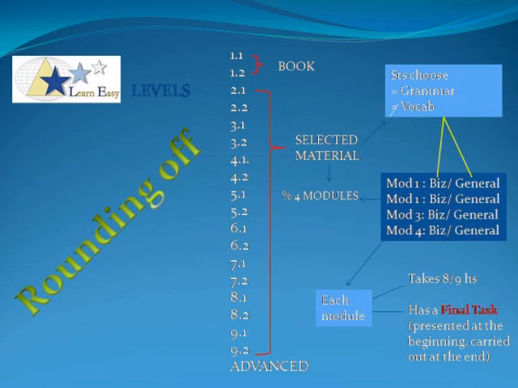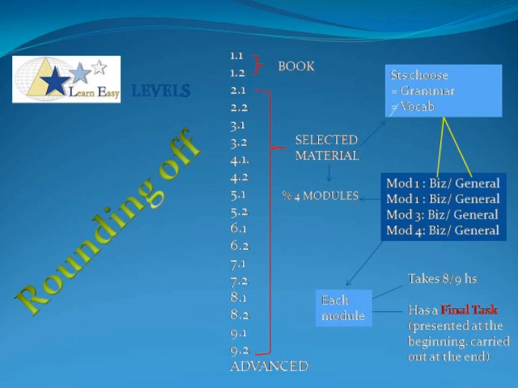So, to round off, in this video we have focused on the Learn Easy levels and syllabus. We have seen there are 9 levels divided into 2 and an advanced level. Also, I've mentioned that there are 4 modules per level and that there are 2 number 1 modules, 2 number 2 modules, 2 number 3 modules and 2 number 4 modules. One module is related to General English and the other one is related to Business English. Students choose the one they prefer.